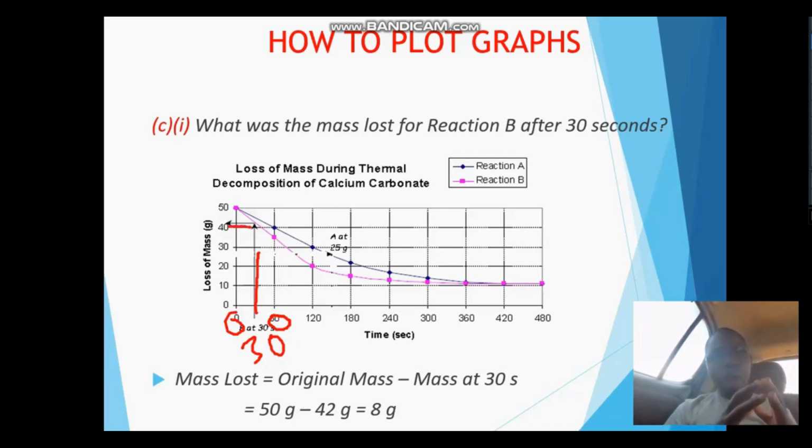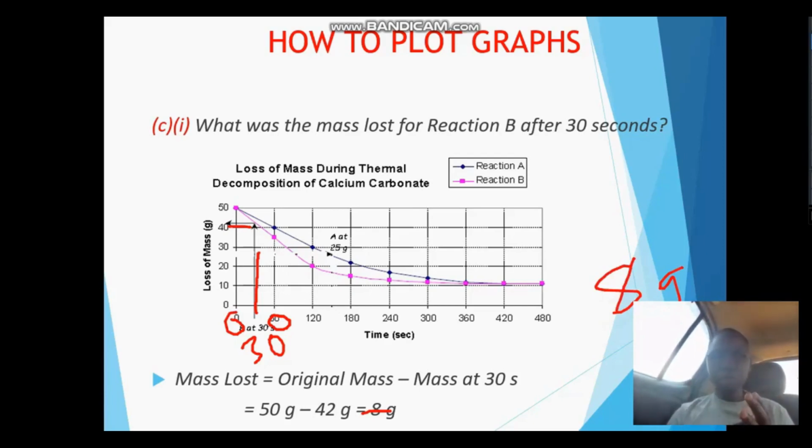So for us to get the mass loss of the reaction for B after 30 seconds, we need to know the original mass, then we'll subtract the mass at 30 seconds. So the original mass is 50 grams. Then at 30 seconds, the mass was 42. So we'll say 50 minus 42 gives 8. So 8 grams is the mass loss after 30 seconds.